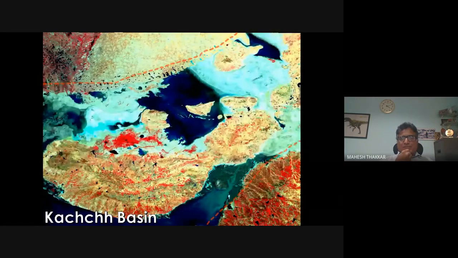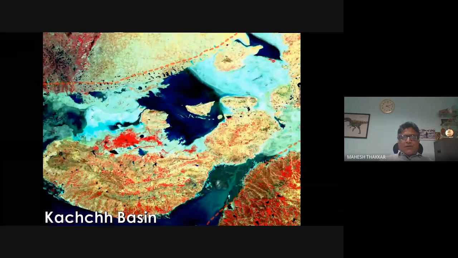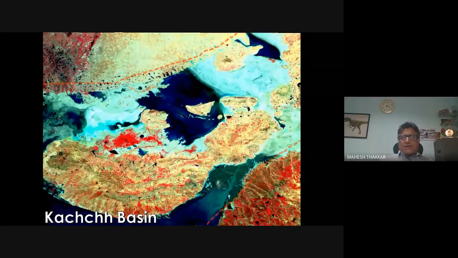Let us look at the overall Kachchh Basin. If you can see the satellite imagery of this area, western part of India, the yellow colored major patches, if you can see my cursor, these yellow colored are all uplifts, and the blue colored ones are the depressed region. We call it the Great Rann of Kutch, and these are the uplifted regions.